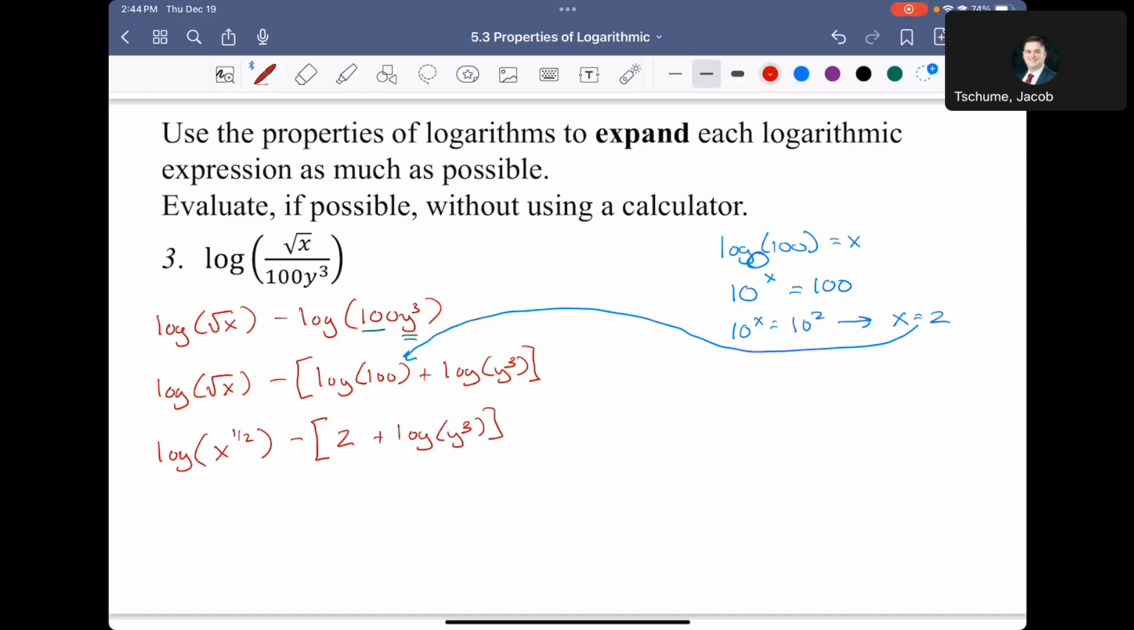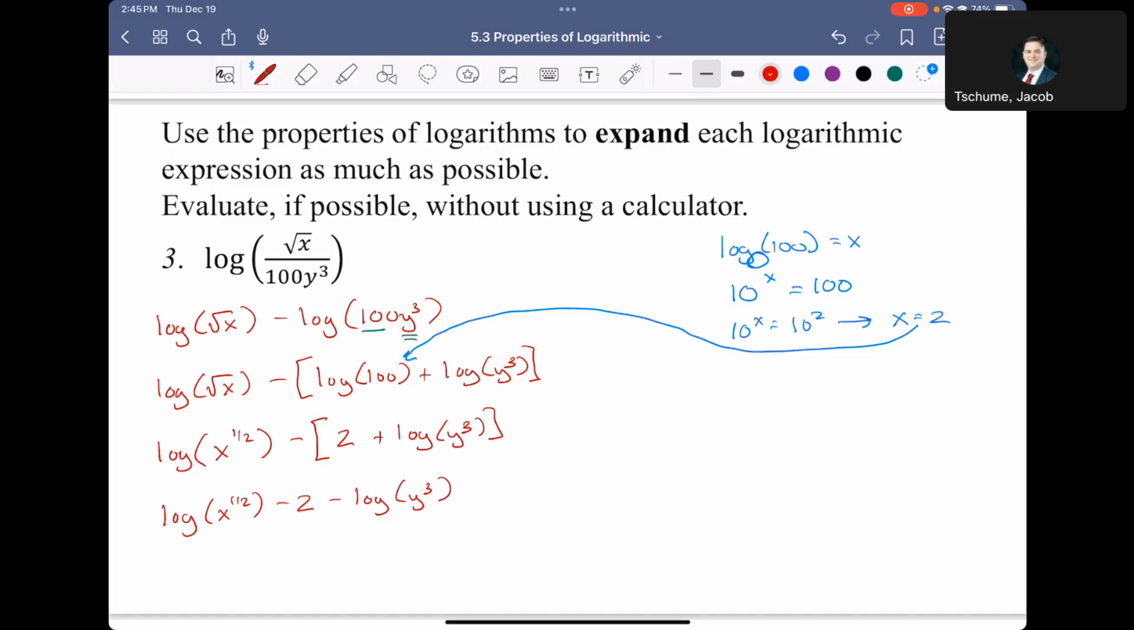The next thing I'm going to do is distribute the negative to both terms. So you'll have the log of x to the 1/2 minus 2 minus the log of y cubed. Now, don't stop here. A lot of students I've had in the past would stop right here and they wonder why the homework marks them wrong.